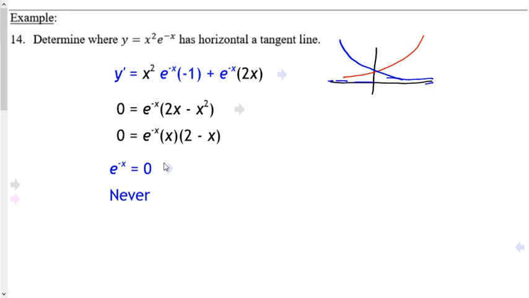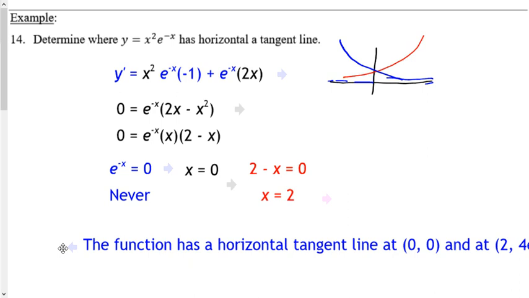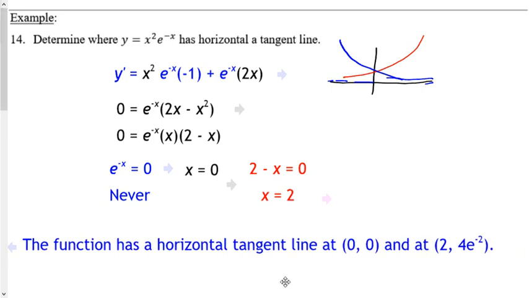And then we have our next factor, x could equal 0, and our final factor, 2 minus x could equal 0, which gives us x could be 2. So we get 2 points where the function will have a horizontal tangent line. At (0, 0), notice I found the y-coordinate as well. If I plug a 0 in for x, this e to the 0 will be 1, times this 0 in front. And then if I plug in 2 for x, I'll get 4e to the negative 2. So there we have two ordered pairs where that function will have a horizontal tangent line.